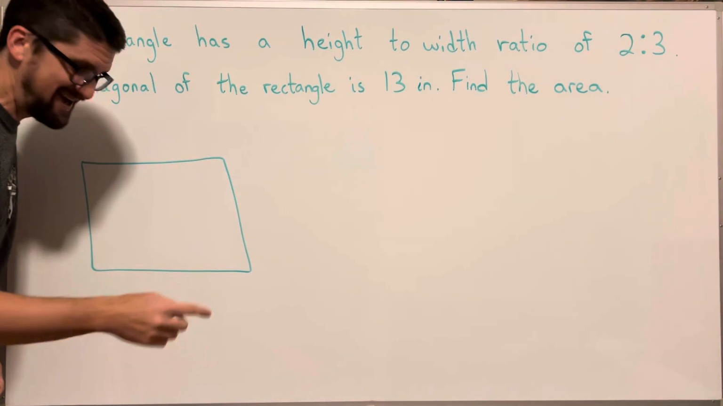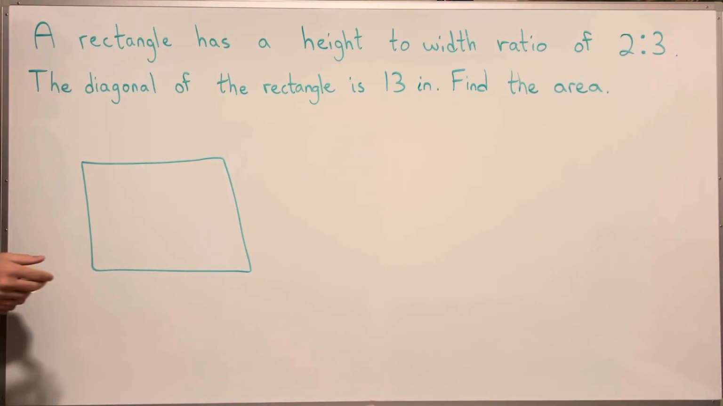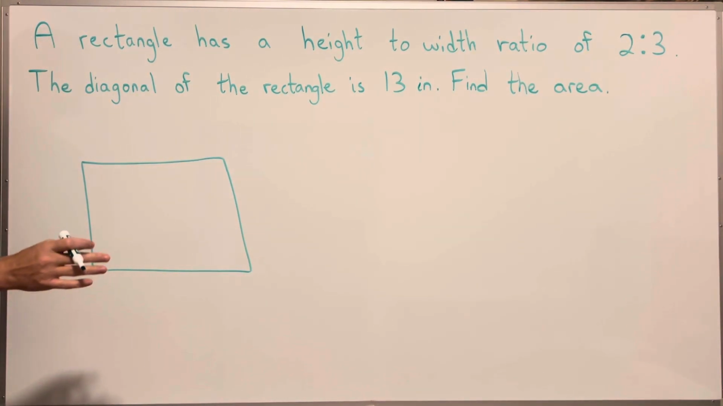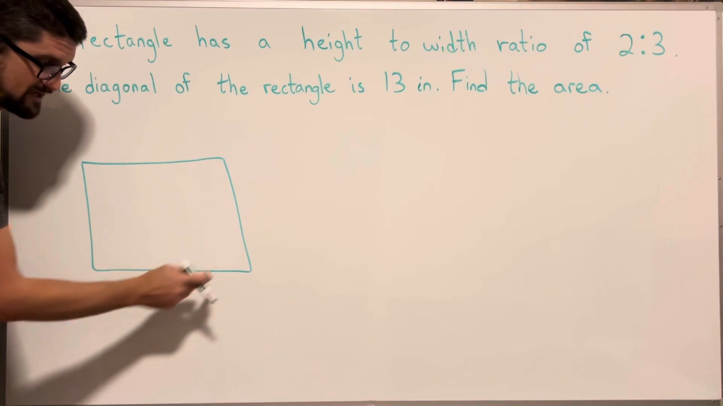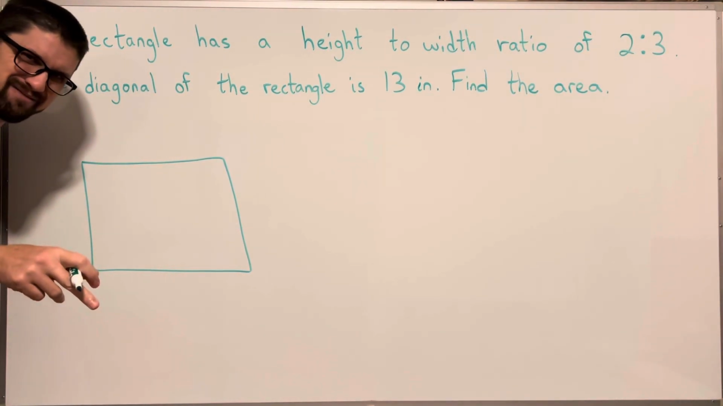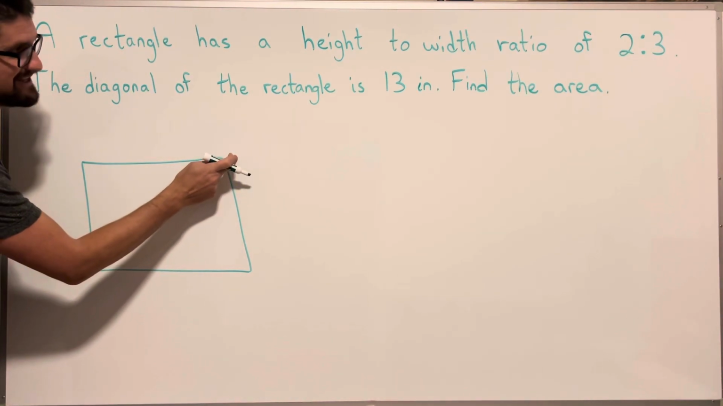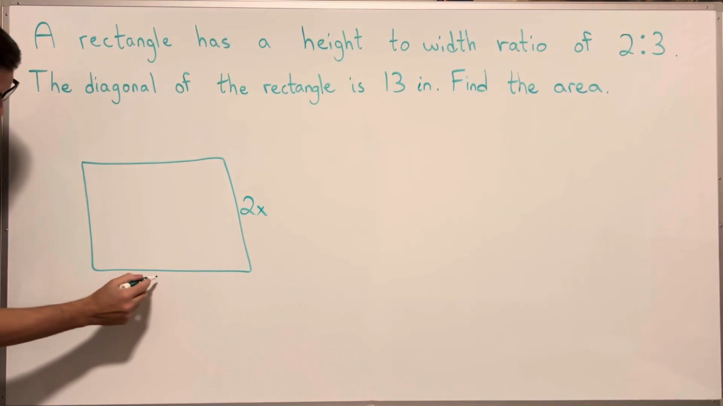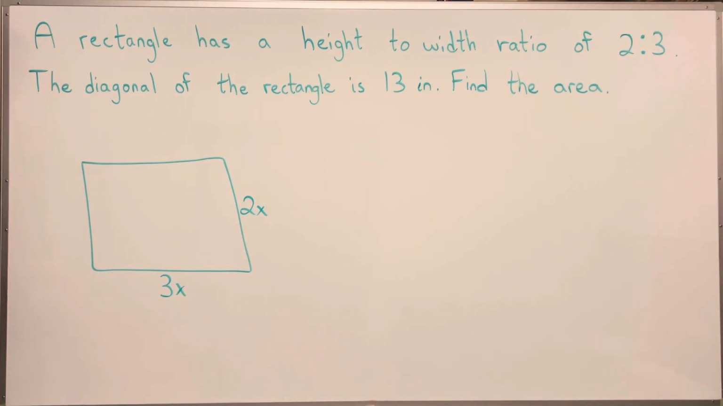That doesn't mean that the height and width are 2 and 3. They are multiples of 2 and 3. And they are ratios, so what you multiply one side by, you've got to multiply the other side by the same thing. But we don't know what that multiplier is, so we're going to let that be x. So we can write the height as 2x and the width as 3x.